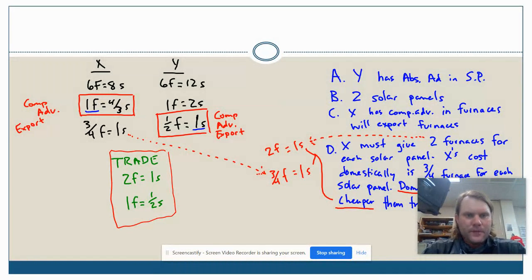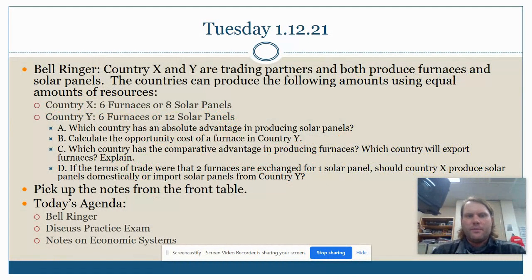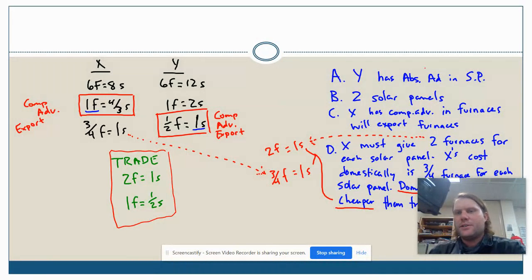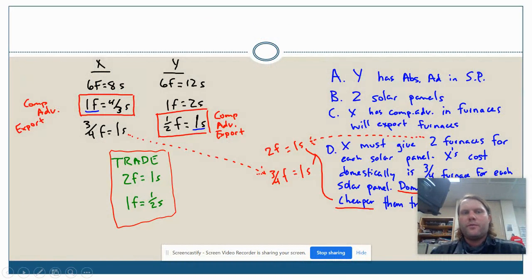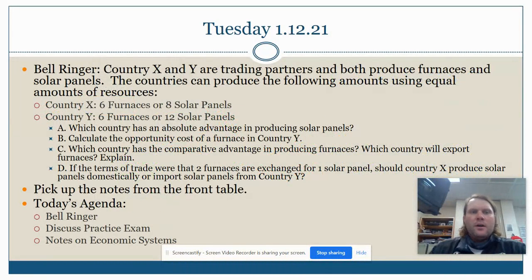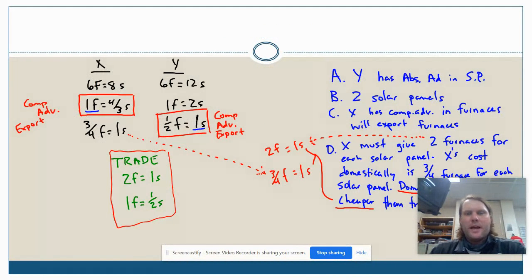Okay, so after we do all that, notice for part A, we don't even need to do any math yet. It's asking us about the absolute advantage in producing solar panels. That's going to be country Y, and you can see how I have that labeled. Part B is give us the opportunity cost of a furnace. So one furnace equals two solar panels for country Y. Which country has the comparative advantage? Remember, that's who gives up less. We already have that figured out. X has the comparative advantage.